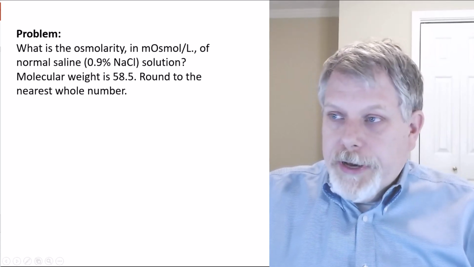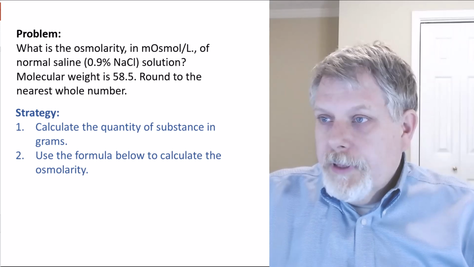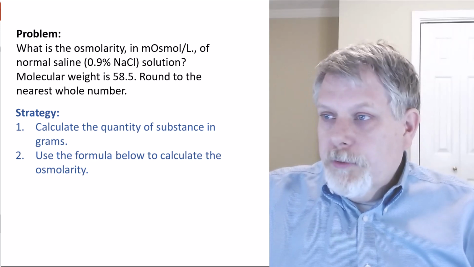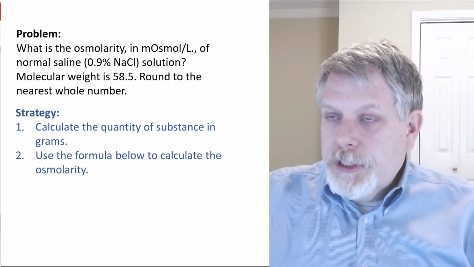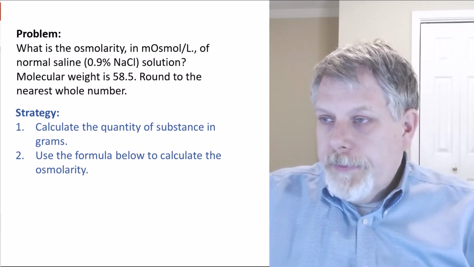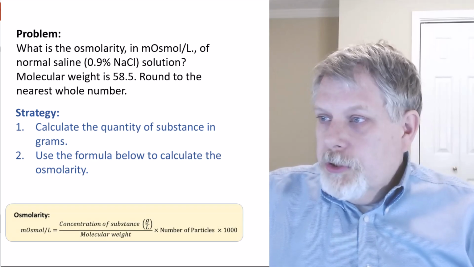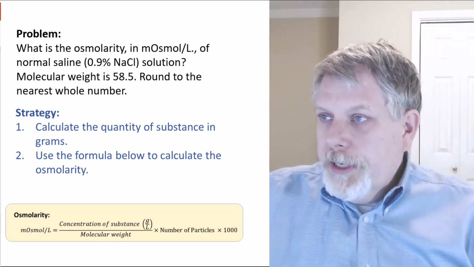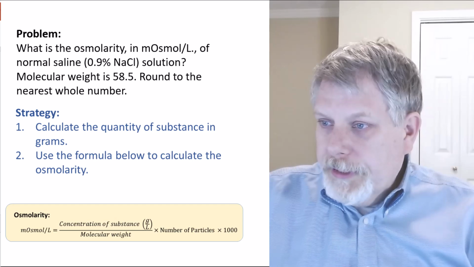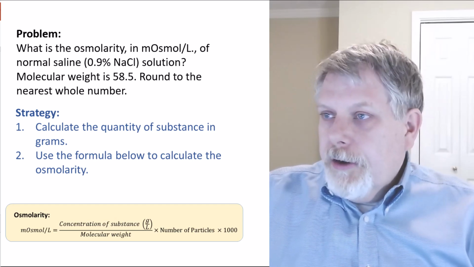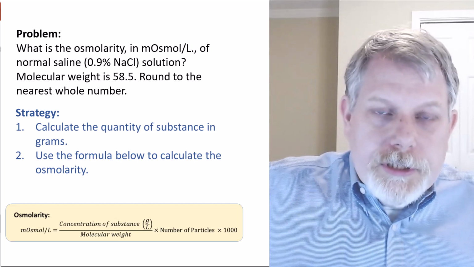Okay, so here's our strategy. So step one, we'll calculate the quantity of the substance in grams, in this case the sodium chloride that's in the solution. Then step two, we're going to use the formula below to calculate the osmolarity. So we'll plug in the appropriate values into the formula and calculate our osmolarity in milliosmoles per liter. Okay, well let's go and work this one out.